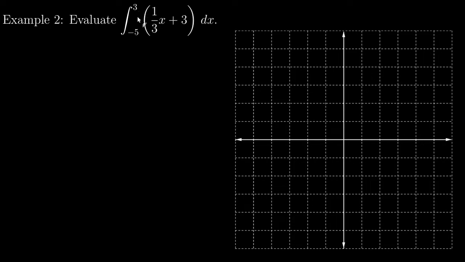This one, I want to evaluate the integral from -5 to 3 of 1/3 x plus 3 dx. So this is a line that has y-intercept 3, slope 1/3, so up 1 over 3, or down 1 left 3, down 1 left 3. And so this function looks like this. I'm going from -5 up to 3. And this can be a little bit harder to see.